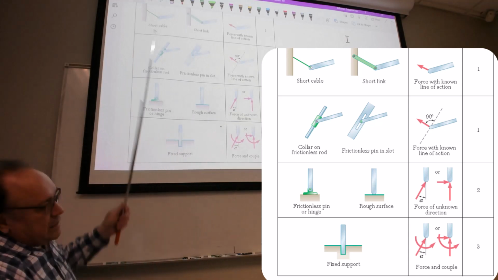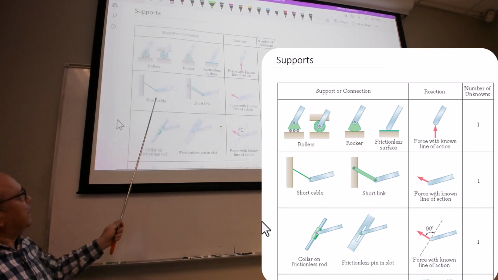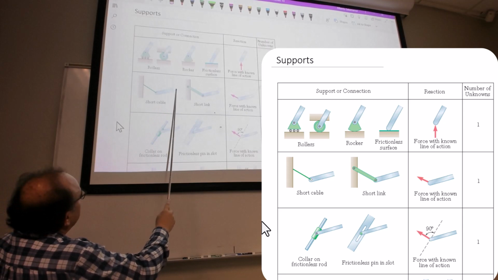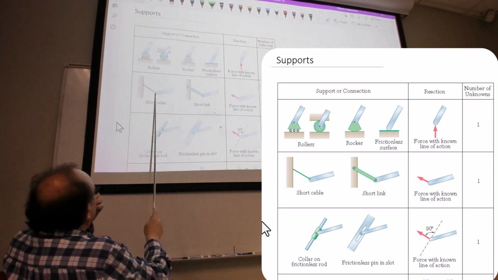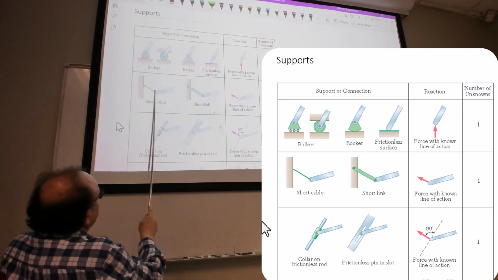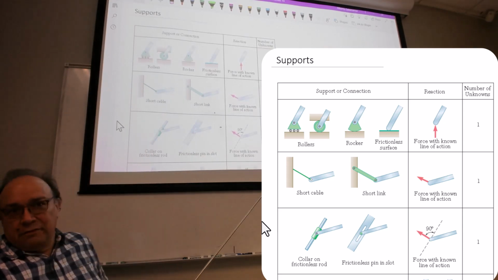The others that I skip, like this cable, you can consider this cable as a support that is holding this leg of some structure here. So you have this cable. Well, this cable will apply some tension in that direction. And you know the direction because the direction of the force is the same direction of the cable. Right?